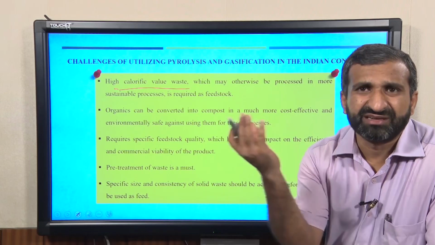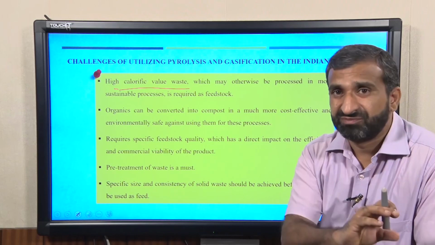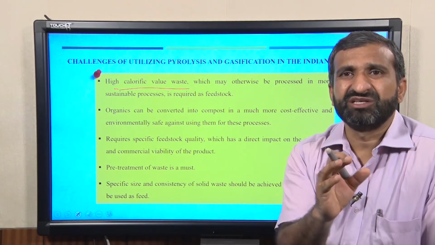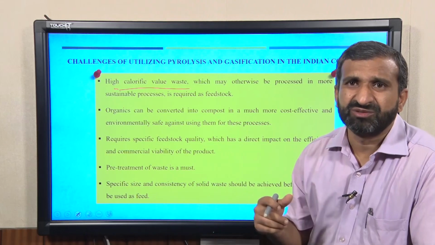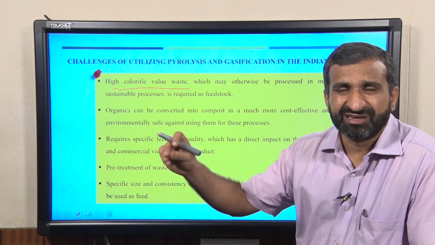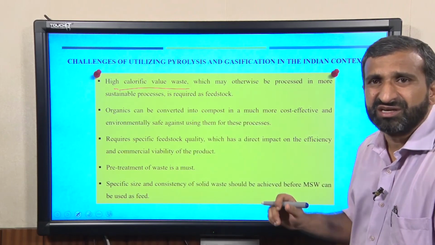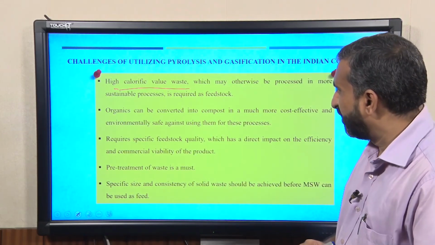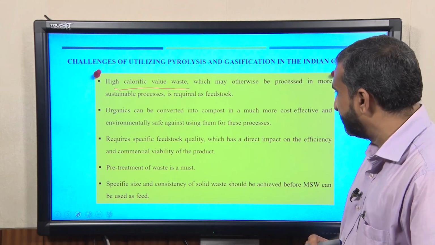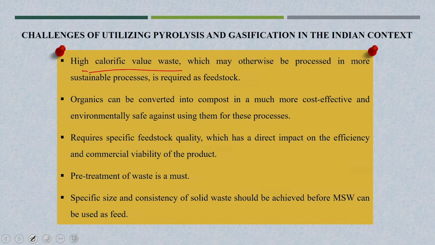In many countries these pyrolysis gasification plants are run for sewage sludge, which is dry or has 30 to 40% moisture, and that could be utilized. But biological treatment facilities like composting and anaerobic digestion are already cost effective processes. So, why use such a process, which also requires specific feedstock quality that has a direct impact on the efficiency and commercial viability of the product? Very specific feedstock quality is required.